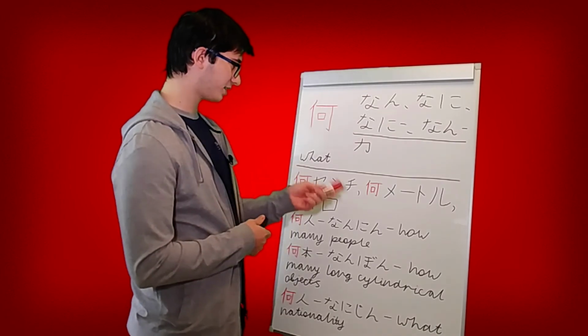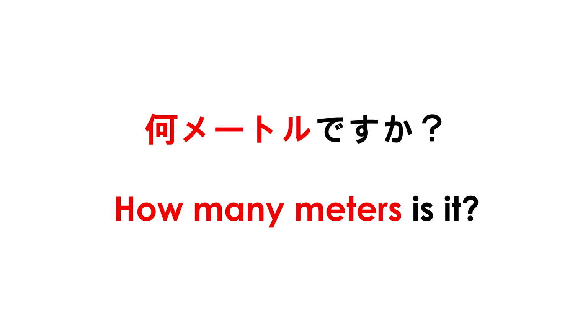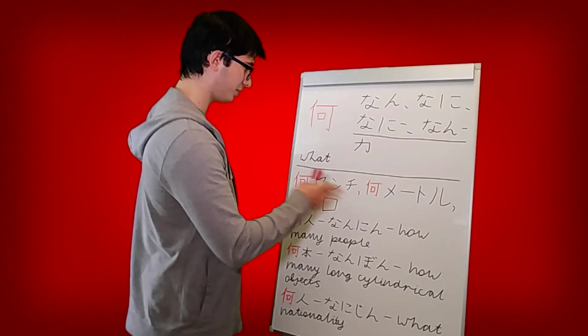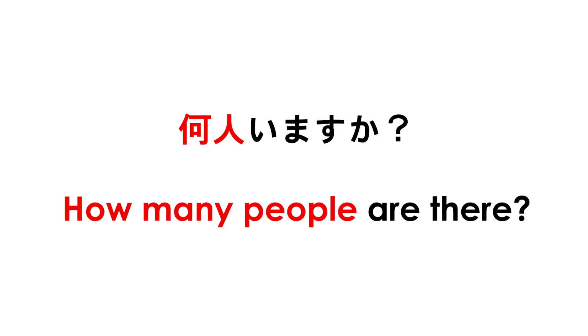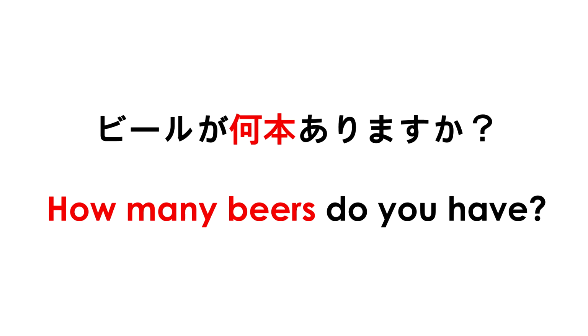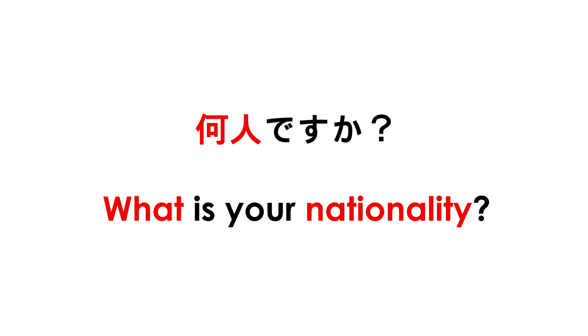So now let's look at example sentences. So these are pretty self-explanatory, I think. You could say "Nanmetoru desu ka?" which means how many meters is it? So these should be very obvious. Then for nannin, we can have a sentence like "Nannin imasu ka?" which means how many people are there? For nanbon, we can have "Biiru ga nanbon arimasu ka?" which means how many beers or bottles of beer do you have? And then for nanijin, you can have "Nanijin desu ka?" which means what's your nationality?